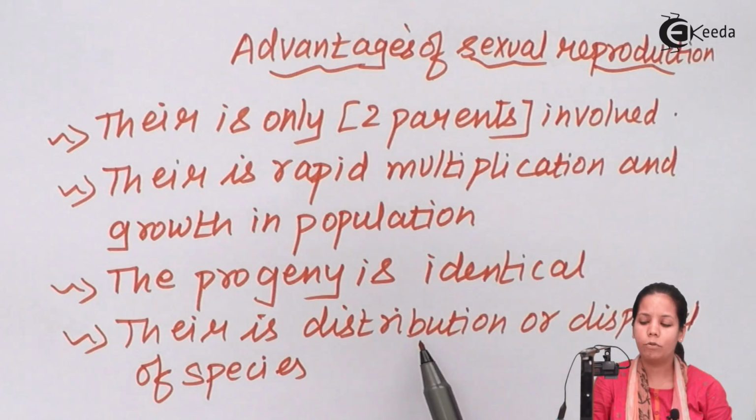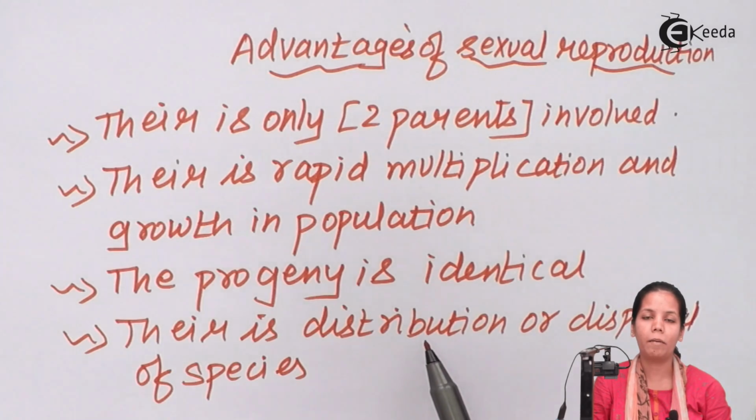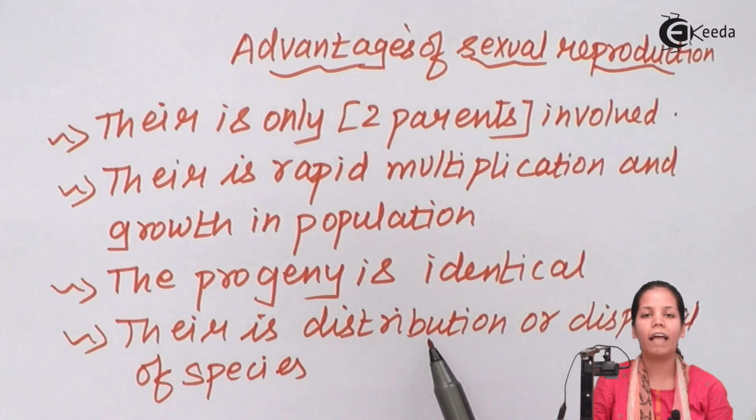There is a lot of distribution or dispersal in species. A lot of variation is seen. For example, in your family, if you have 3 siblings, brothers and sisters, all of you are going to look different due to sexual reproduction and due to variation in characteristics given from your mother and father.